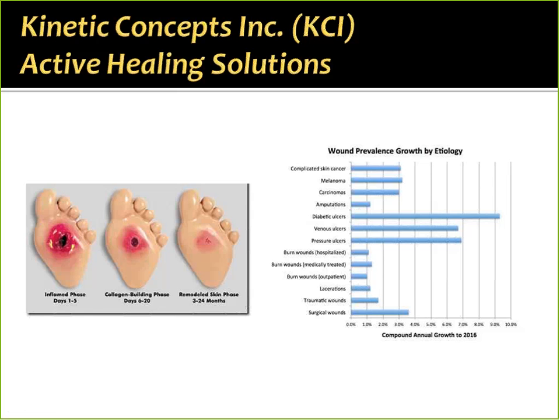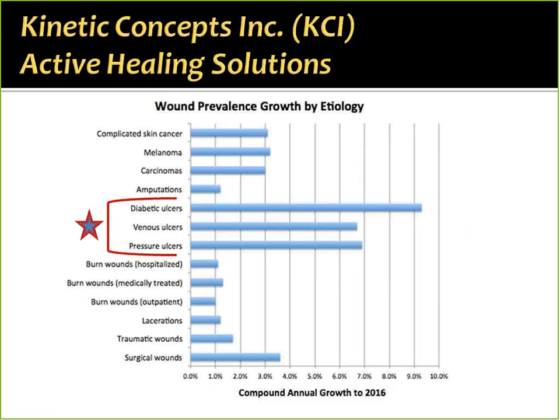So one of the focuses of our company is primarily on chronic wounds, on closing hard-to-heal wounds, which unfortunately, as you can see here, is on the rise from 7 to 10% predicted growth rate by 2016. So we focus a lot on these chronic wounds, diabetic ulcers, venous ulcers, and pressure ulcers, and try to provide solutions for our patients.